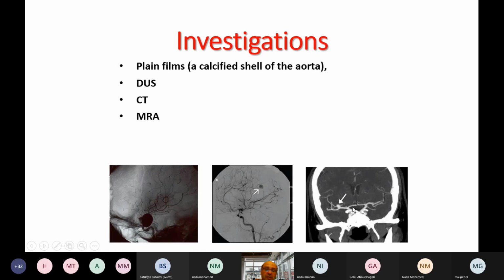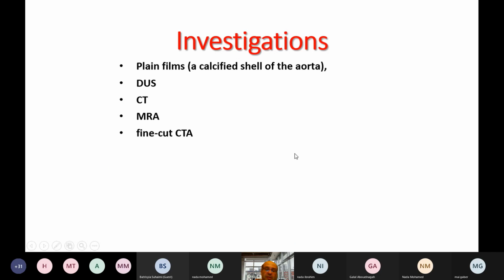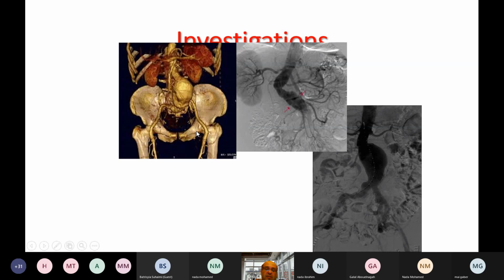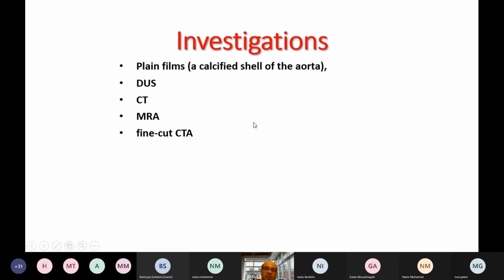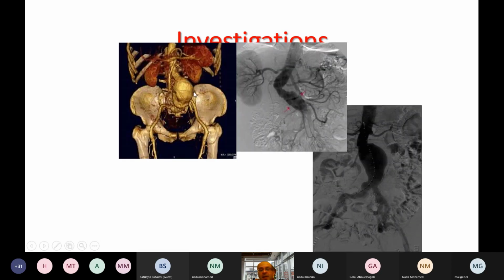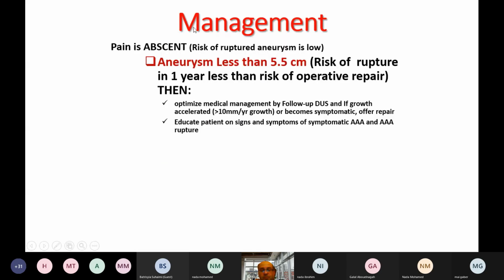MRA is more preferred in the cerebral aneurysm if you suspect an aneurysm in the cerebral region. You can also do fine cut CT, that you see in our department during your round. And here you can see the 3D reconstruction of the aneurysm, and you can see the angle of the aneurysm, the wall of the aneurysm, the relation with the renal vessels, and the condition or patency of the vein.